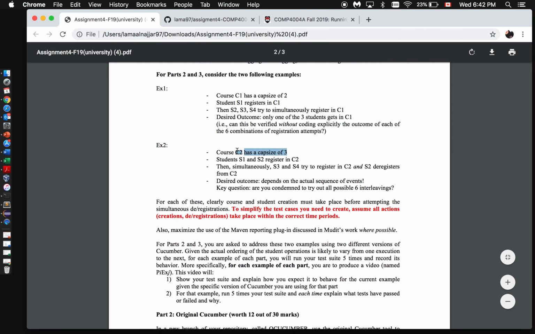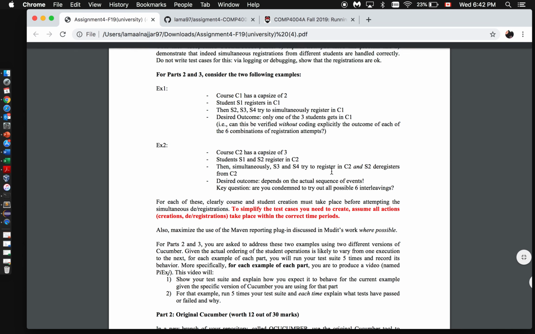For one course, which we called C2, S1 and S2 were already registered in it. Then S3 and S4 were trying to register in the last empty spot, but at the same time, S2 was trying to deregister from there. So it depends on the actual sequence of events.